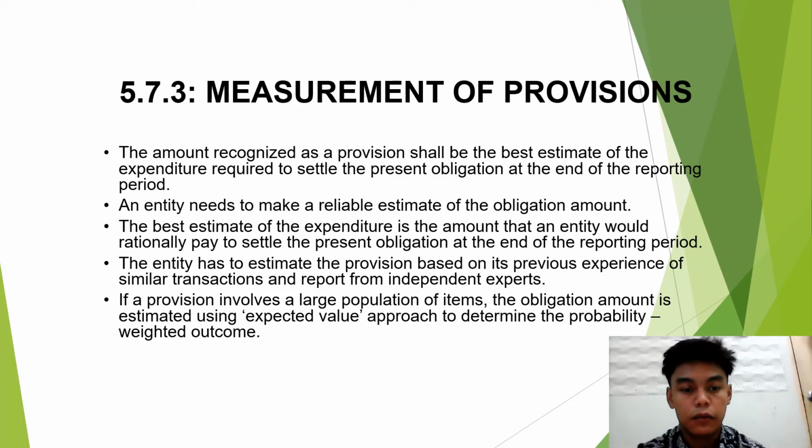Next, 5.7.3 Measurement of provision. The amount recognized as a provision shall be the best estimate of the expenditure required to settle the present obligation at the end of the reporting period. An entity needs to make a reliable estimate of the obligation amount. The best estimate of the expenditure is the amount that an entity would rationally pay to settle the present obligation at the end of the reporting period.